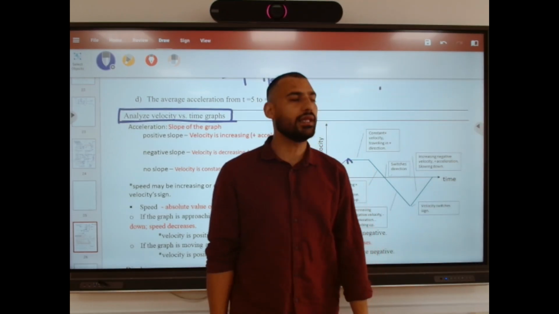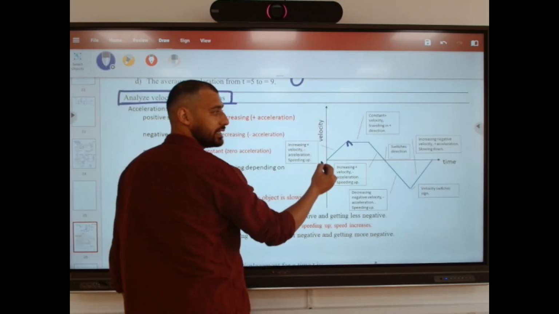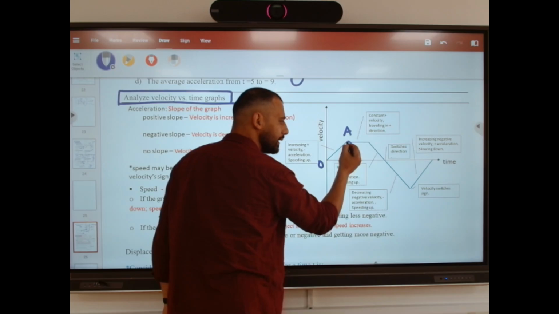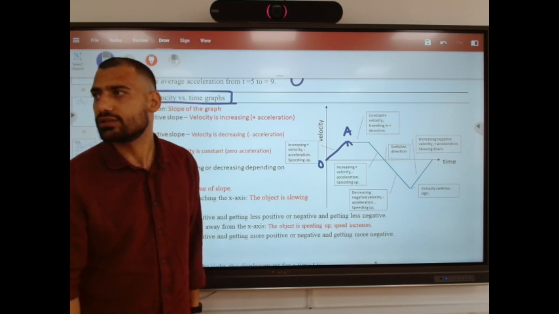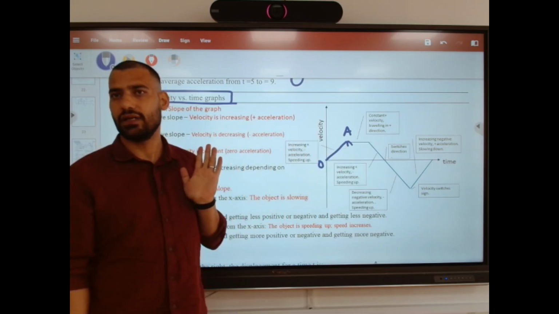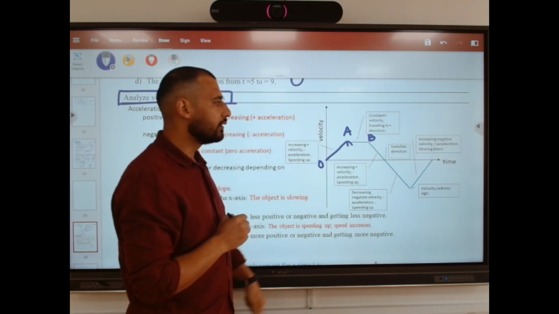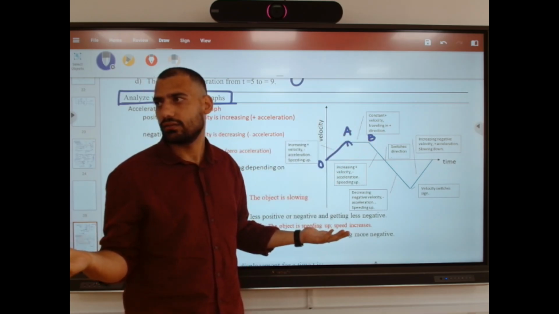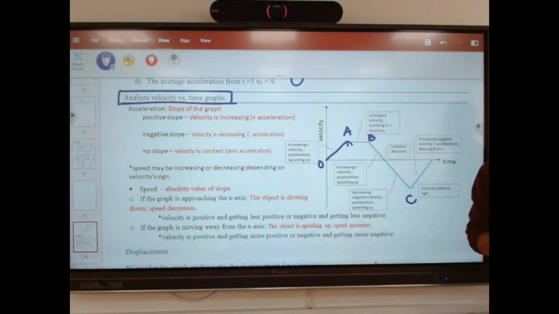Is that clear? Now look at this graph, see? Velocity time graph, very important. From O to A, what do you think is happening? The velocity is increasing, isn't it? But is the slope constant? When the slope is constant, positive acceleration. Is that fine? From A to B, what is happening? Yes? The velocity is constant. When the velocity is constant, 0 acceleration. Okay? From B to C, what is happening?